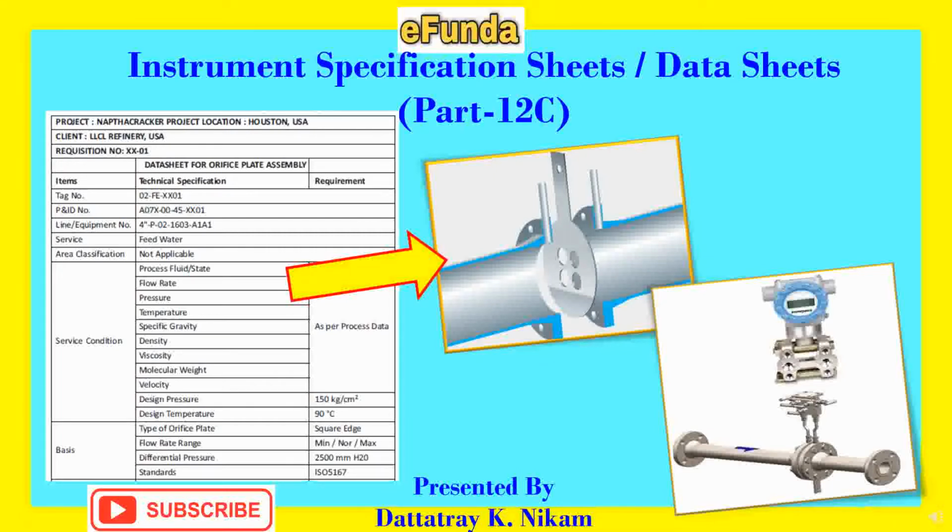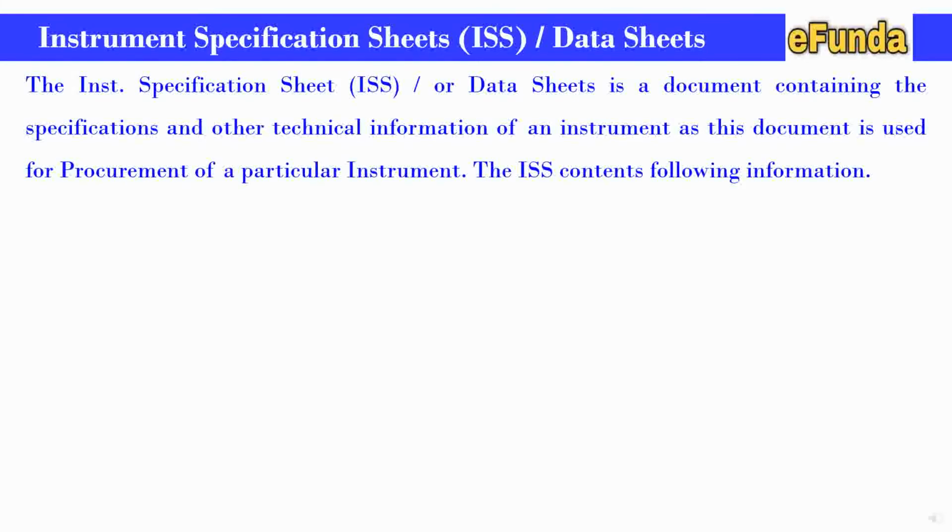Let's begin with our today's topic, instrumentation specification data sheets, part 12C. Instrument specification sheets, ISS, or a data sheet. The instrumentation specification sheet is a document containing the specifications and other technical information of an instrument, as this document is used for procurement of a particular instrument.